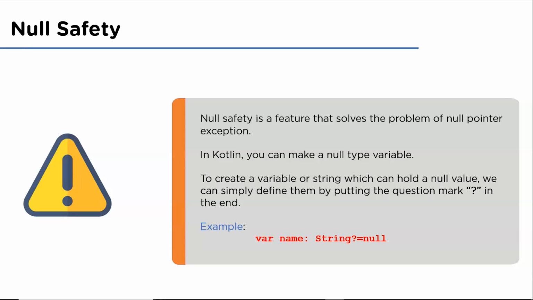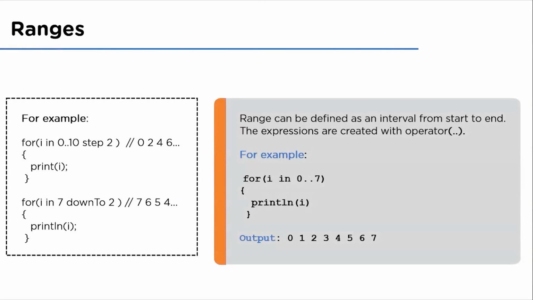Now, moving on to the next topic, which is ranges. Ranges can be defined as an interval from start to end. Expressions are created with double dot operator and an in operator. Here in the example, 0 is the starting point and 7 is the ending point. In between them, there is the double dot operator, which means that the loop will iterate from 0 to 7.